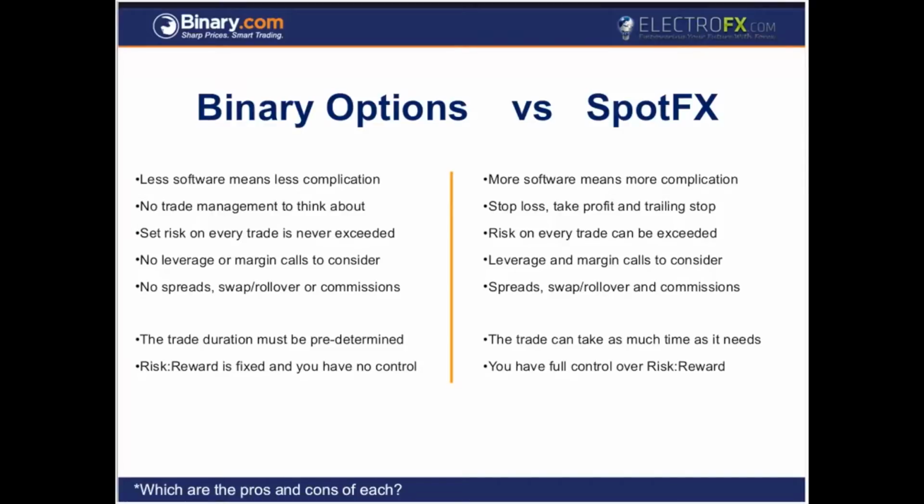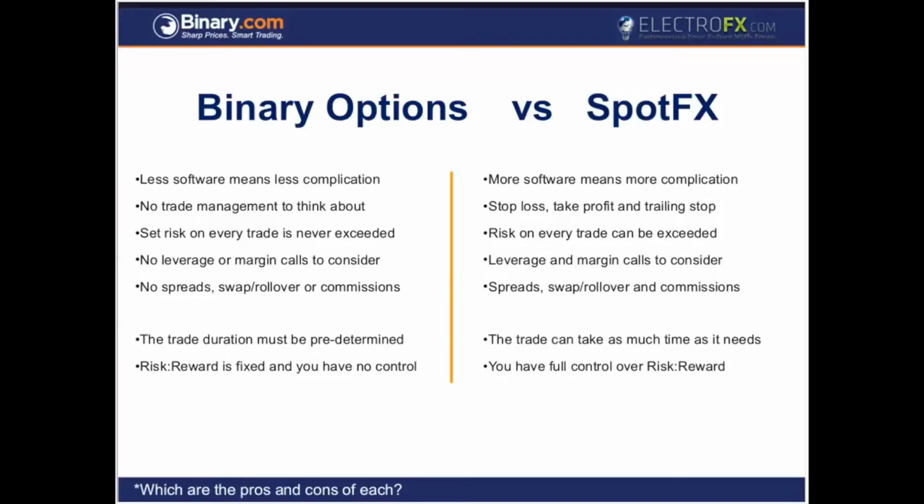With spot forex, the risk that you allocate on every trade can be exceeded. When your stop loss is triggered, you may have some slippage, price may be moving very fast, you'll actually lose a little bit more than you originally planned. Also, when you're entering, you might get some slippage, and that might make your stop loss larger than you planned. With binary options, you have a set risk on every trade. It's never exceeded. You set your risk, and that's it. No matter what happens, that is the amount that you risk.